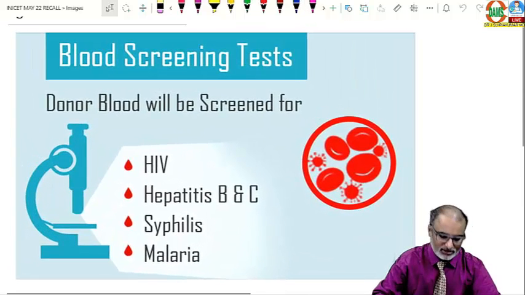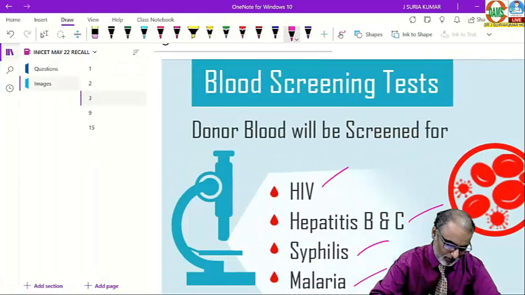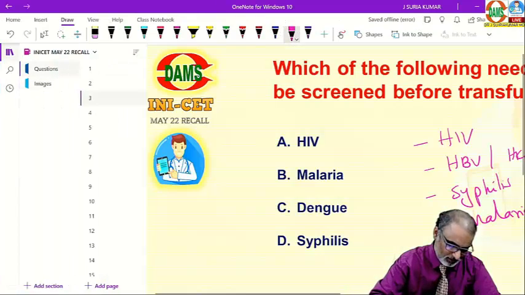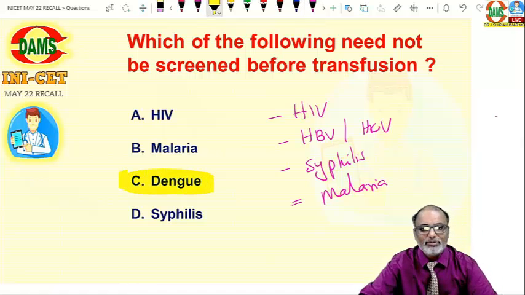The blood screening tests: HIV, hepatitis B and C, syphilis and malaria. So here the option is dengue, because dengue never spreads by blood transfusion. It's by Aedes mosquito. So these are all the bloodborne pathogens.